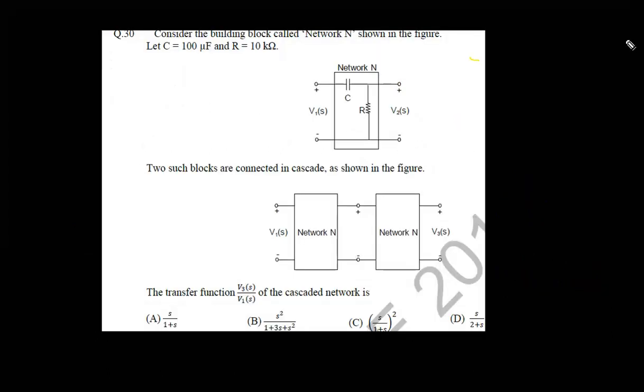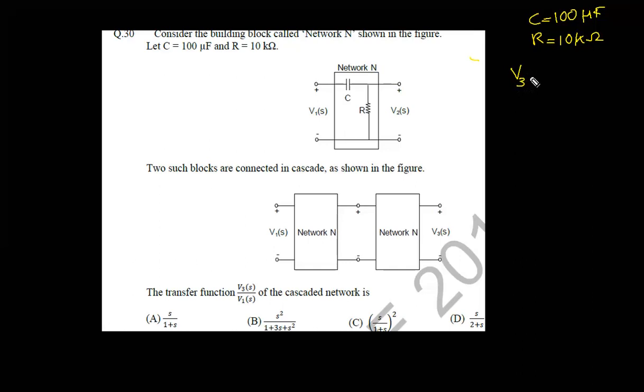Now moving to the next question. Consider the building block called network N shown in the figure. Let C equal 100 microfarad and R equal 10 kilo ohm. Two such blocks are connected in cascade as shown in the figure. The transfer function V3 of S to V1 of the cascaded network is, right? So we have to find the transfer function of the cascaded network consisting of two networks. First network is N, second network is also N, and we have to evaluate the transfer function V3 of S by V1 of S, right?